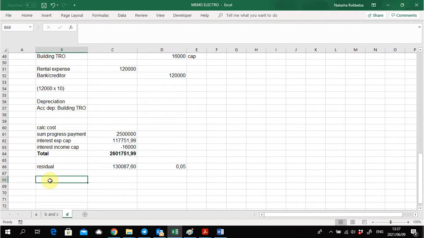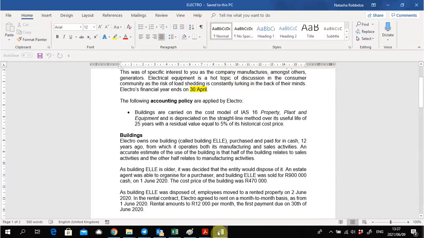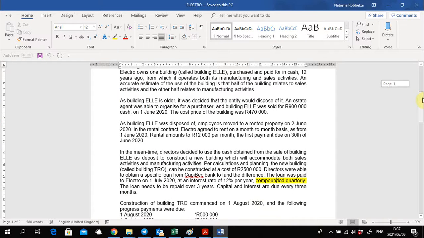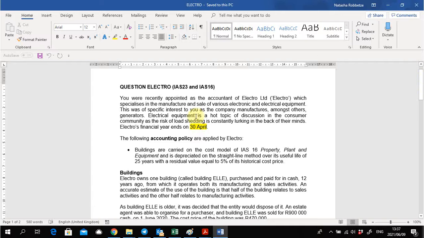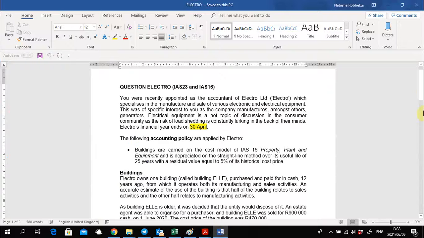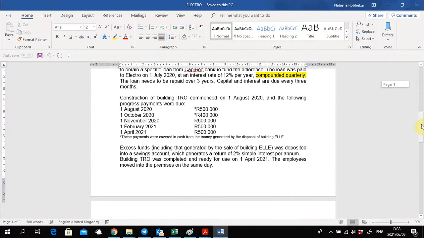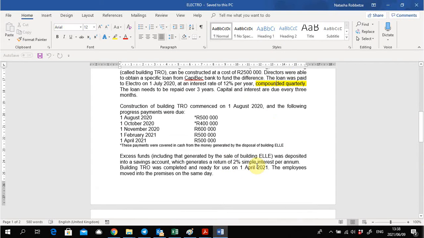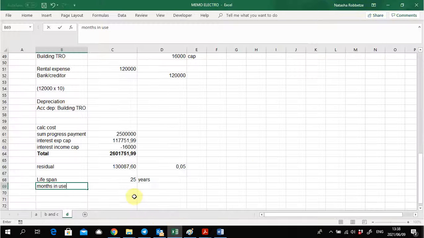So to get to the depreciation, we need a lifespan. And I believe the lifespan is given to us in the policy, and we are told that it is 25 years. So I'm just going to go back and say it's 25 and it's years. And then we need to go and count the months in use. This building Trove was ready for use on the 1st of April. So we could have only used it for 1 month because our year end was 30 April 2021. So it was only used for 1 month.